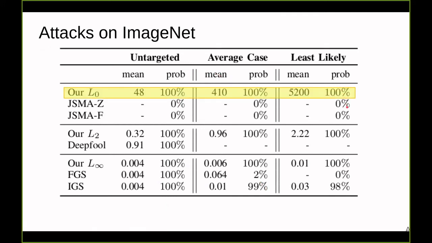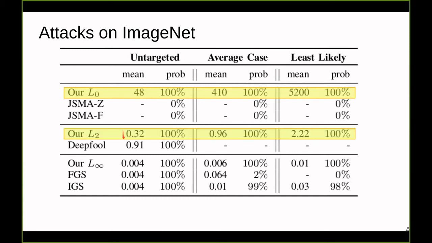The mean is quite large for the L0 attack, but it's only 0.1% of the image pixels, because in ImageNet the image size is around 299 by 299. And GSMA fails to create an adversarial example from ImageNet because, as we saw, it requires a pixel pair P and Q, and the image size is quite large. So each iteration we were unable to do it because the complexity was way too much.